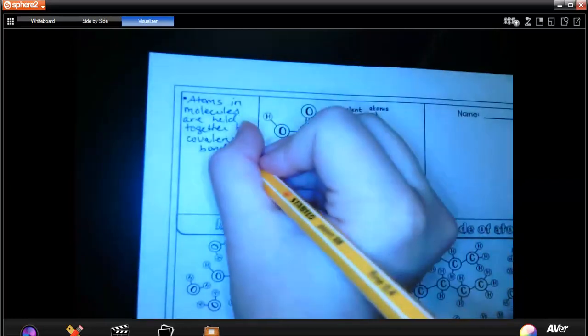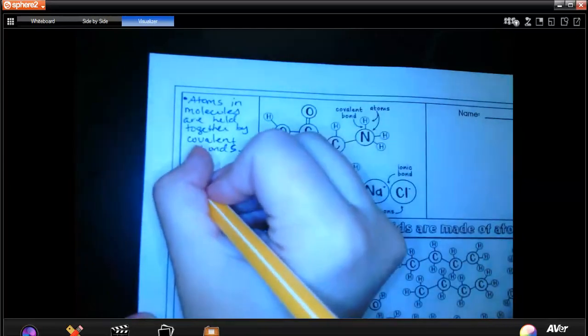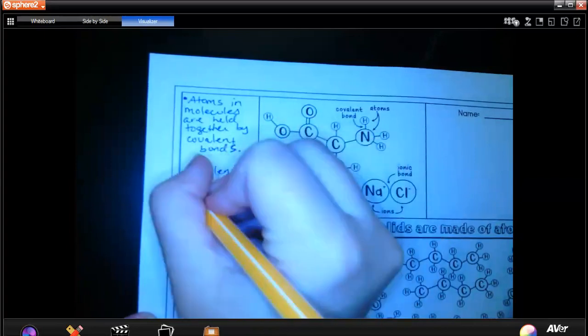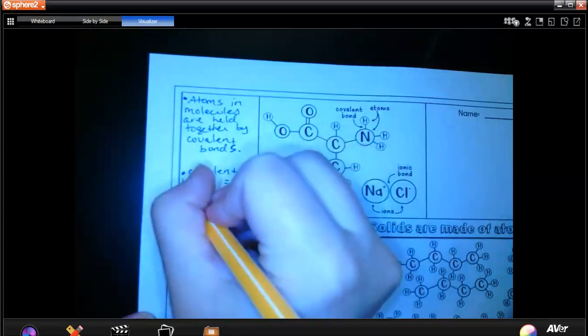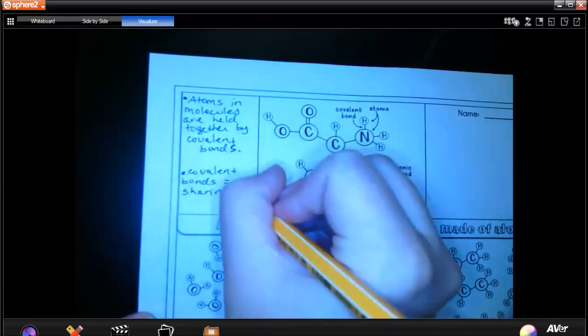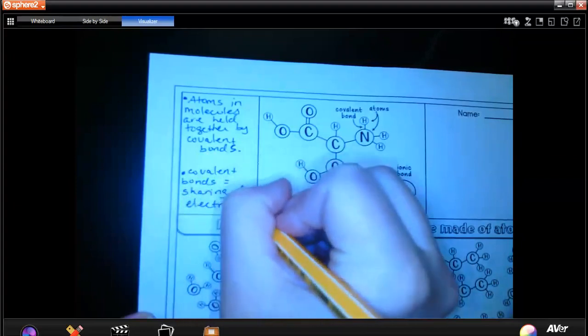Okay, over here in this little corner, we're gonna write atoms and molecules are held together by covalent bonds. And I wrote that really big. I don't know what I was creating. But it doesn't matter because all I have to write is that covalent bonds means we're sharing electrons. So covalent bonds equals sharing of electrons.